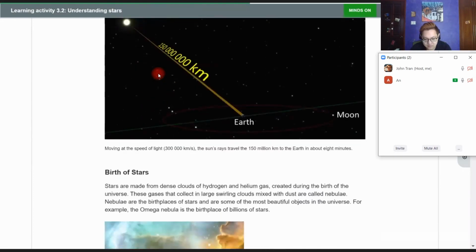Birth of a star. Stars are made from dense clouds of hydrogen and helium gases, created during the birth of the universe. These gases that collect in large swirling clouds mixed with dust are called nebulae. Nebula is the singular and nebulae is the plural form.